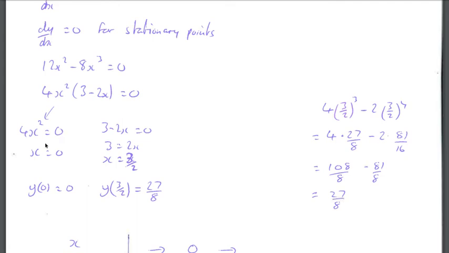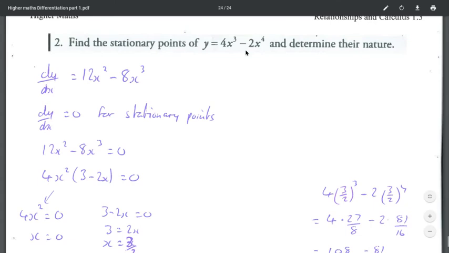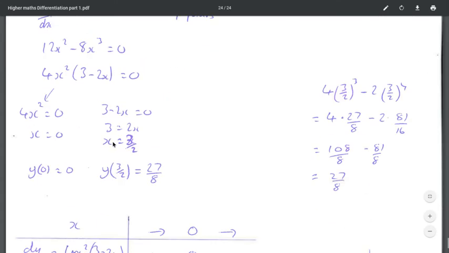So if 4x squared equals 0, then x must equal 0. And 3 minus 2x, add 2x to both sides, divide through by 2, and we'll find x equals 3 over 2. Find the y coordinates to go with the x coordinates. So y of 0 will just be 0. If we substitute 0 into here, we're going to get 0. Find y of 3 over 2.